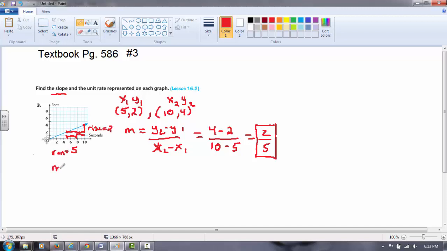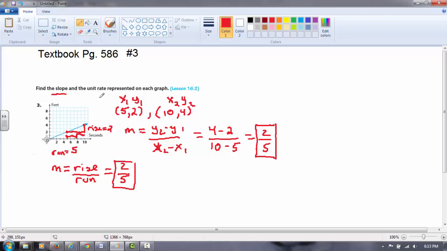And then remember that another way to represent slope is using our rise over our run. Our rise is 2, our run is 5. And again, we arrive at that same answer, 2/5. Okay, so that takes care of the first part, finding the slope.